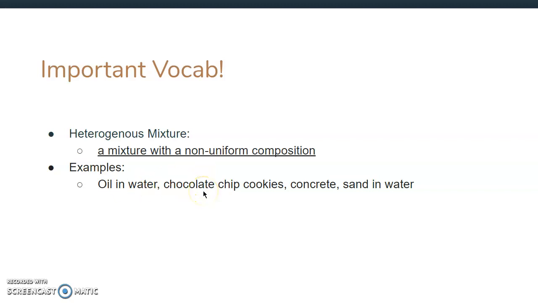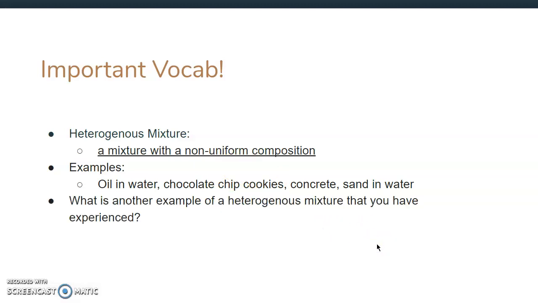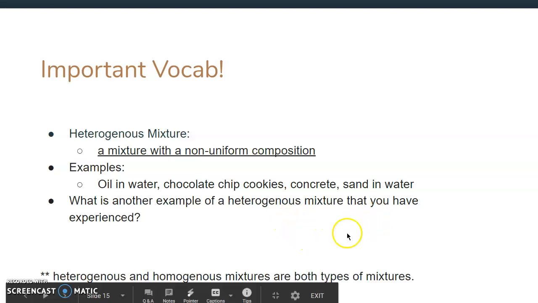Also, chocolate chip cookies are a great example because the chocolate chips are not spread out in the same pattern. They might have 2 on one side and 4 or 5 or even 10 in another place. So it is non-uniform. And again, another question, what are some examples of heterogeneous mixtures that you've experienced?